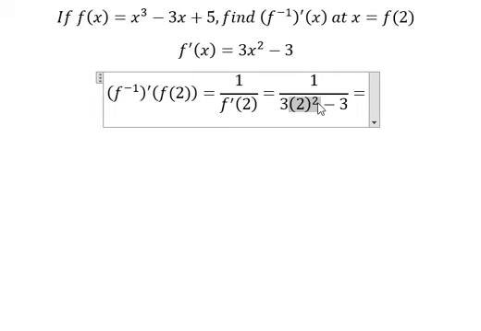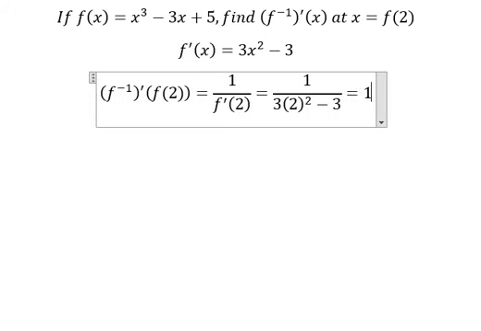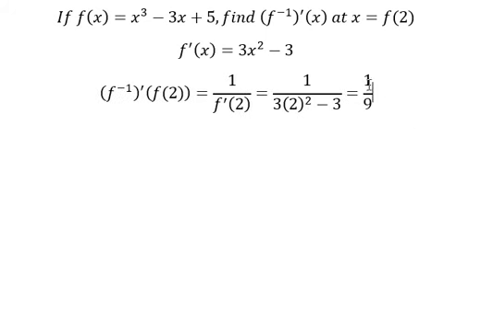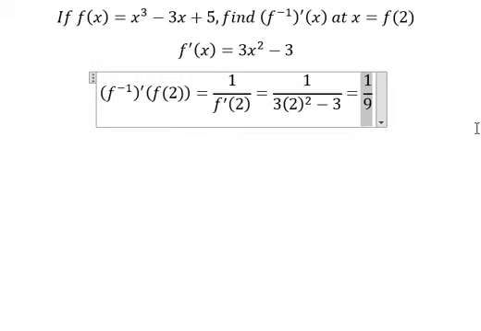So this one we have number 4. 3 multiplied by 4 minus 3, we have number 9. We have 1 over 9. And this is the final answer. That is the end.